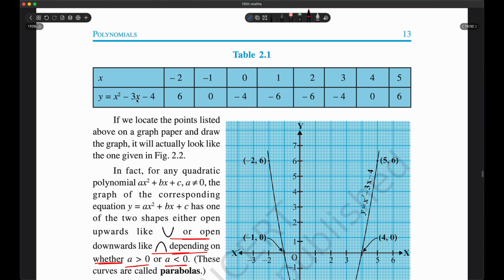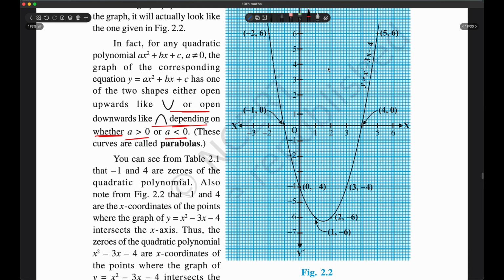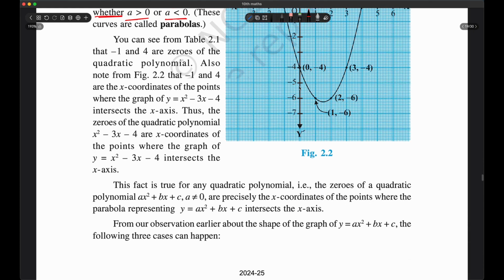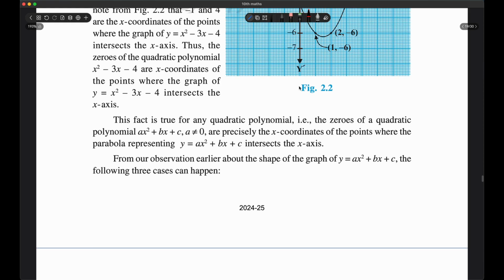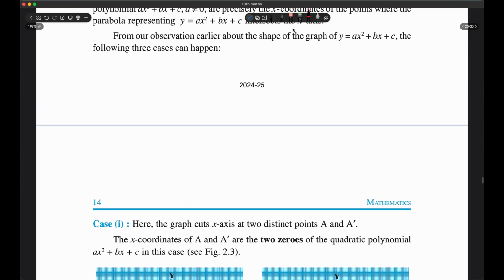For this equation, that is y equals to x square minus 3x plus 4, compared with ax square plus bx plus c, a is 1, so a is greater than 0, that means the curve opens upwards. It is of the form that is open upwards. And the quadratic polynomial has 3 cases.